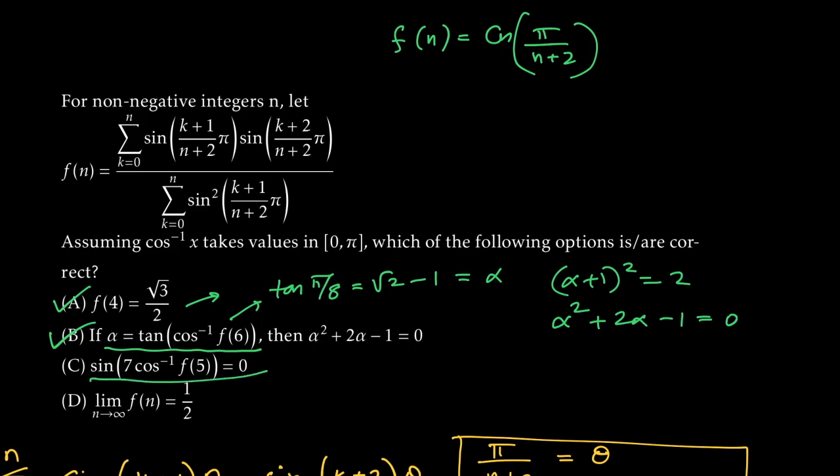Now the next statement is this. Again it is going to be pi by 7. 7 gets cancelled. Sine of pi is 0. That is also true. Now limit n tends to infinity of f of n. When n tends to infinity, pi by (n plus 2) tends to 0. So this quantity is actually 1. So this is wrong.